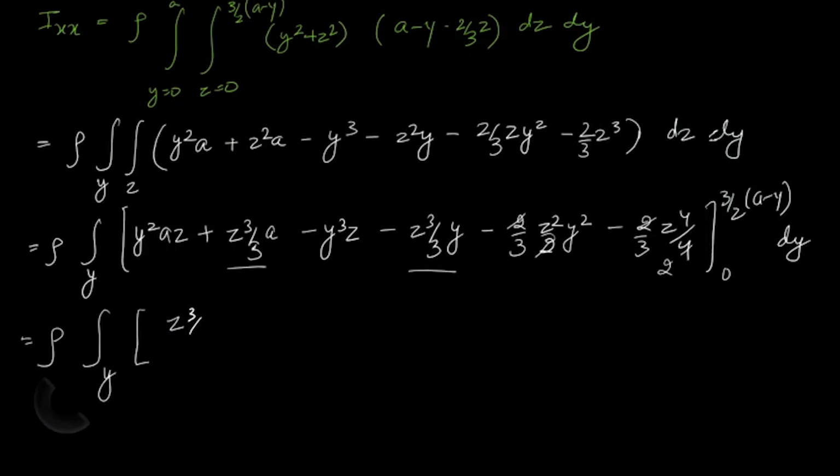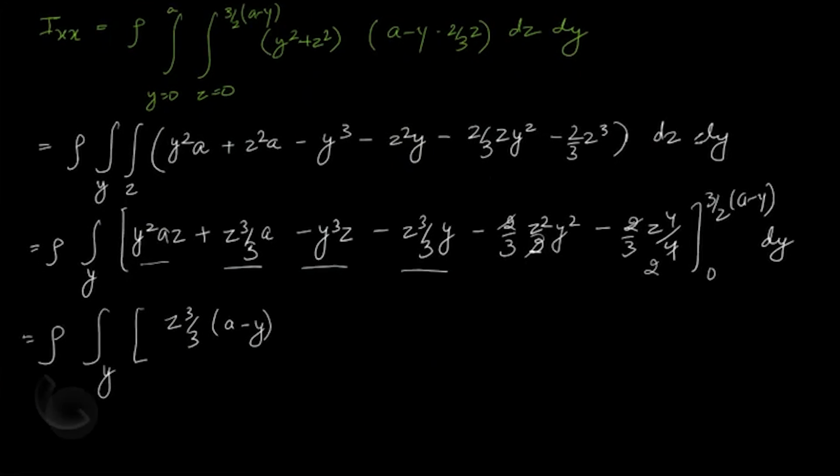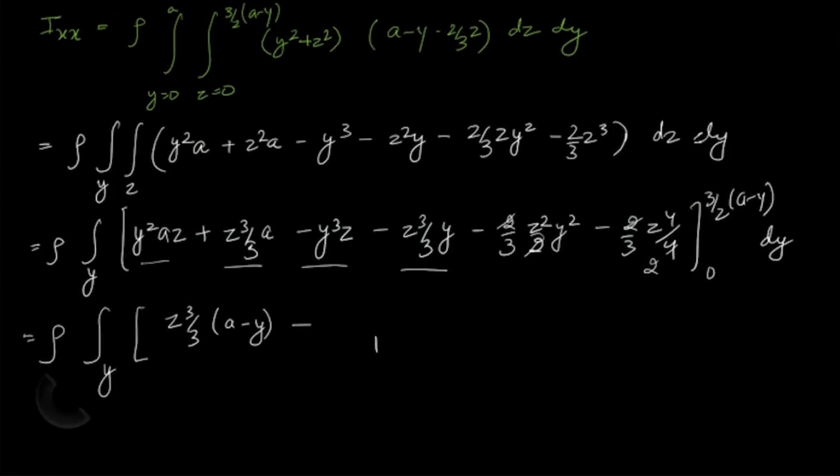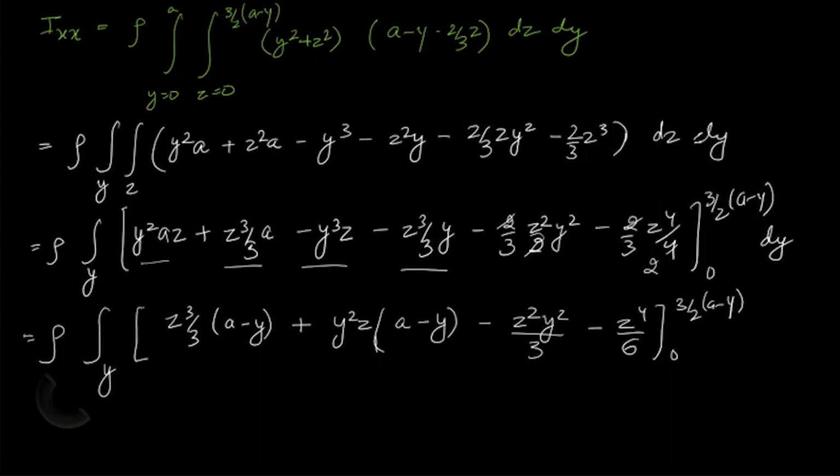So club these two terms, we get z cube over 3 (a minus y), and then these two terms, so we get y square z (a minus y), and write the other two terms. So that's z square y square over 3 minus z over 4. So let's now put the limits and then dy.